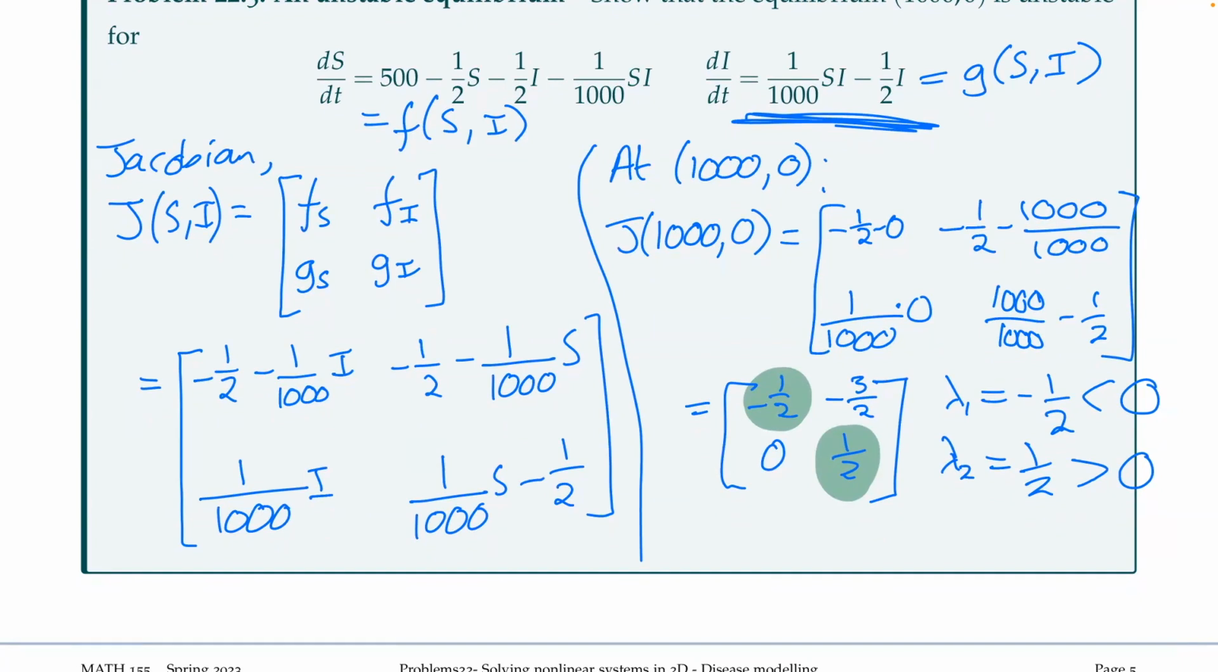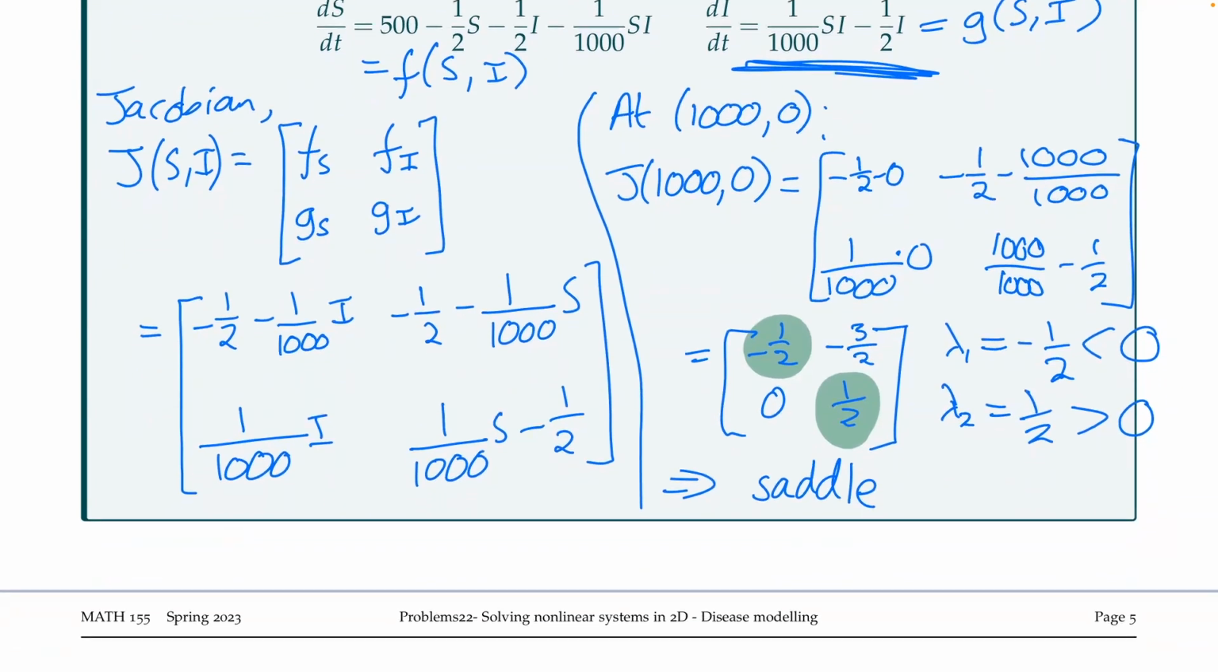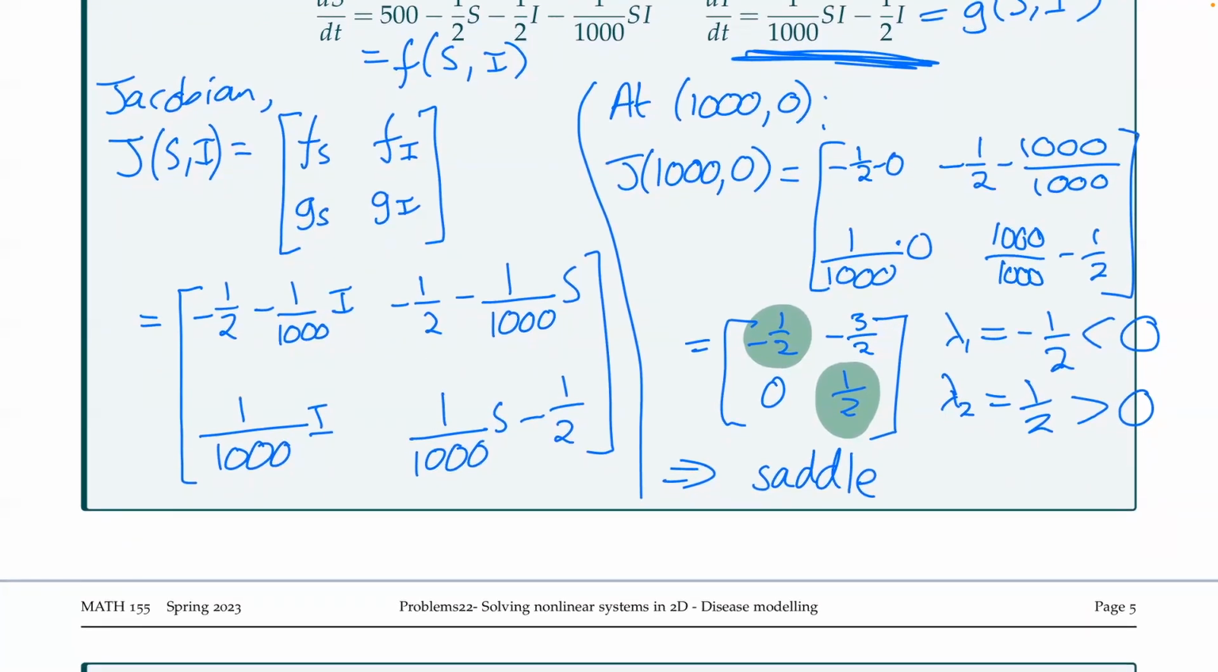Saddle? Yeah, exactly. This is a saddle. If you can't remember or you want to look at it in terms of trace and determinant, in this case, the trace is going to be 0 and your determinant is going to be minus a quarter. So on that diagram that we've had previously, which looks at the trace and the determinant, you'll see that you have a saddle.